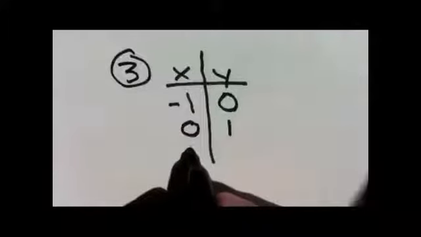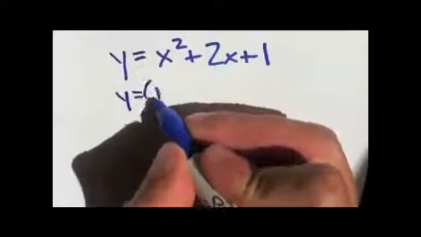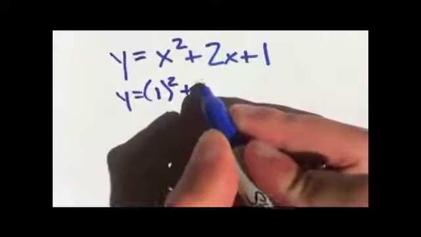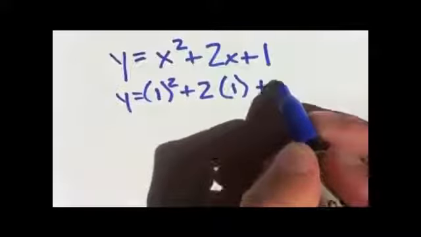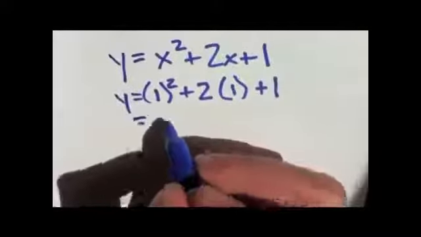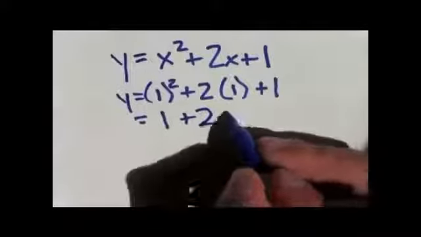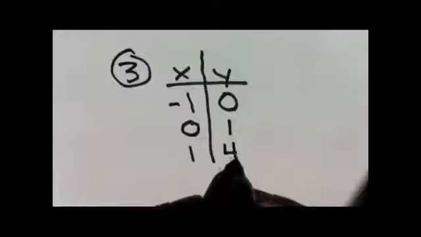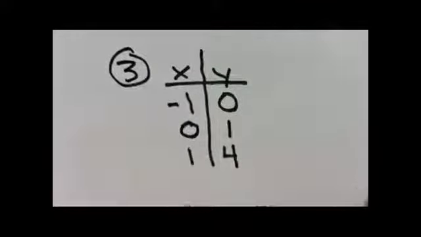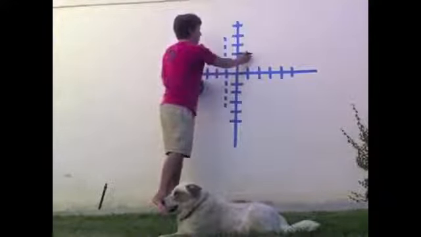And the next point we pick should be 1. We're making it easy on ourselves. Back to the original equation. 1 squared plus 2 times 1 plus 1. Now that's going to equal 1 plus 2 plus 1, which is 4. Excellent. You knew that, didn't you, boy? Alright, so we're going to go right 1, up 4, make our mark there.